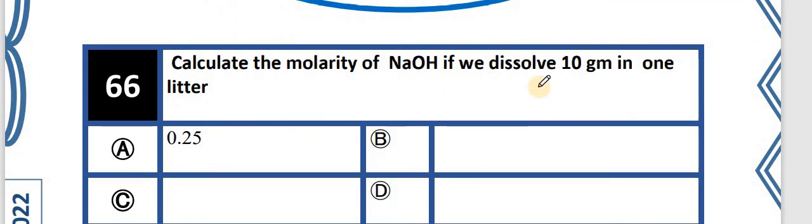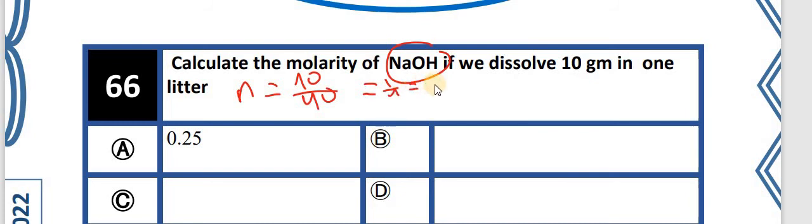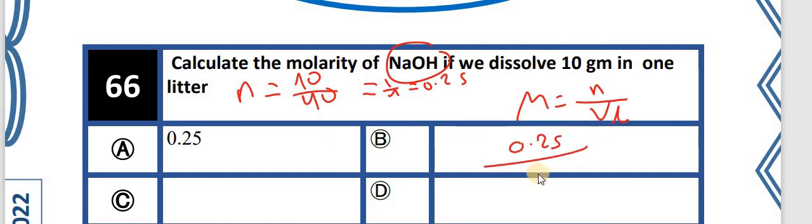Calculate the molarity of NaOH if we dissolve 10 grams in 1 liter. At first, we get the number of moles. 10 grams divided by the molar mass of NaOH, which is 40, so it's 1/4 or 0.25. Then molarity is number of moles divided by volume in liters. Number of moles is 0.25, number of liters is 1, so it's 0.25.